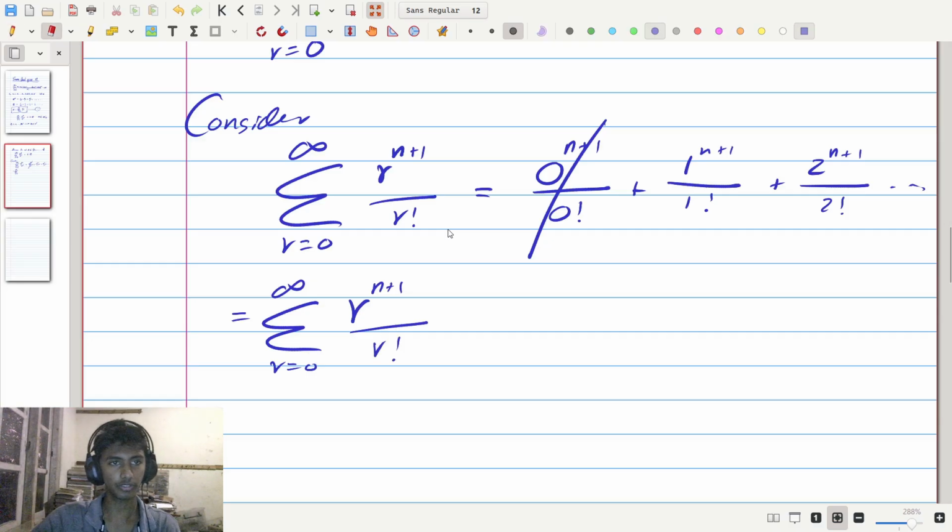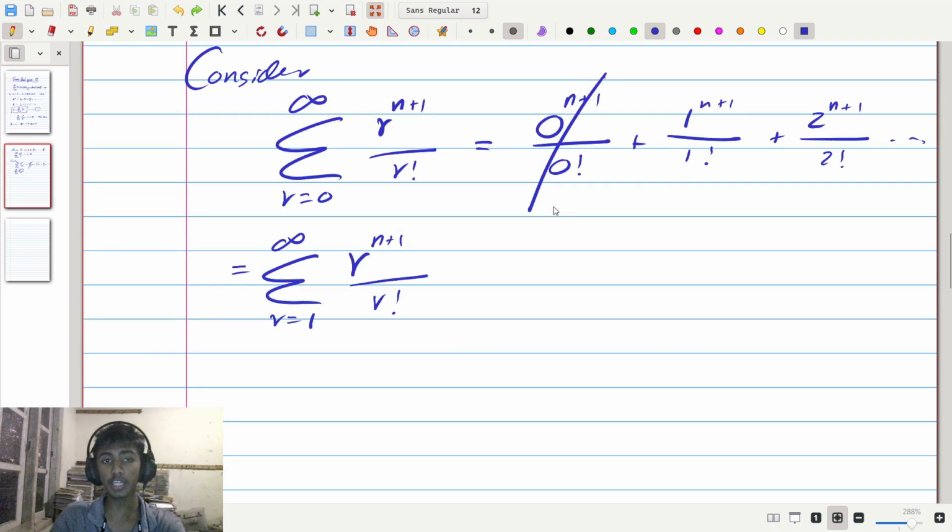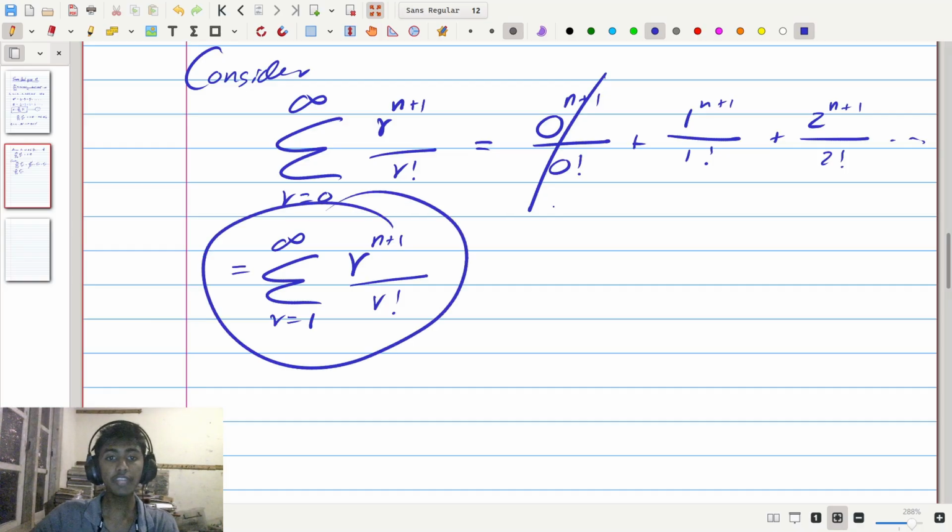Sorry, I actually wrote the exact same thing again. It's supposed to be the sum from r equals 1 to infinity of r to the power of n plus 1 divided by r factorial. So these two sums are exactly the same because the first term does not contribute anything in the very first sum.